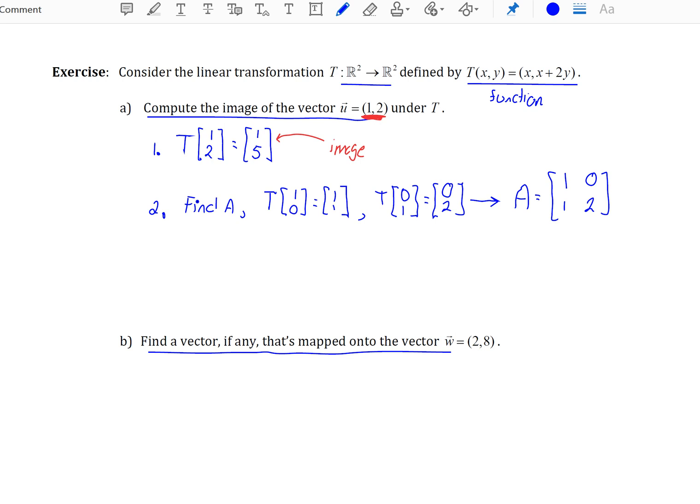So an alternative to finding the image would be to look at T of (1, 2). T of (1, 2) can be found by looking at the matrix times (1, 2). And I believe if you do this matrix multiplication, you get 1 as your first component, 5 as your second component. And so it should be, of course, that these are equal. Just different methods of finding the image.